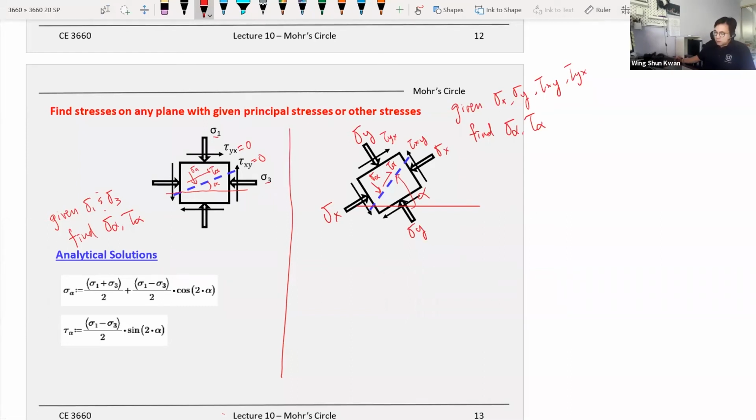Given angle alpha. Oh, sorry, this needs to be this way, angle alpha. And if you solve for the Mohr's Circle equations, then you can find the analytical solutions like this one. You should get the same result as your graphical solutions. And now you do have your shear stress.